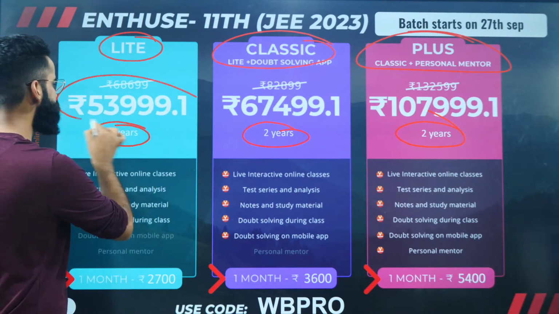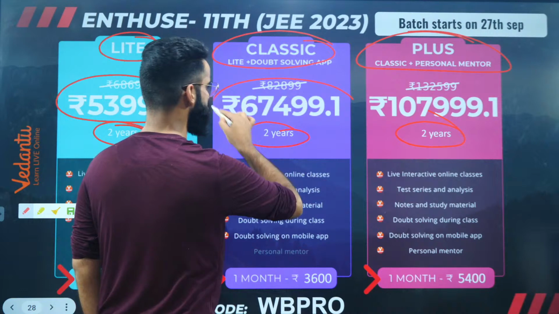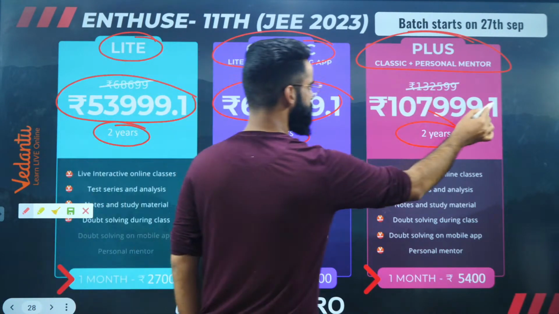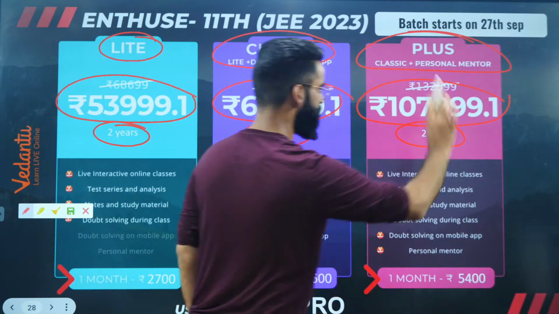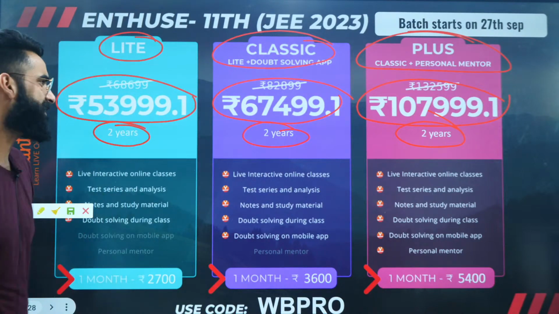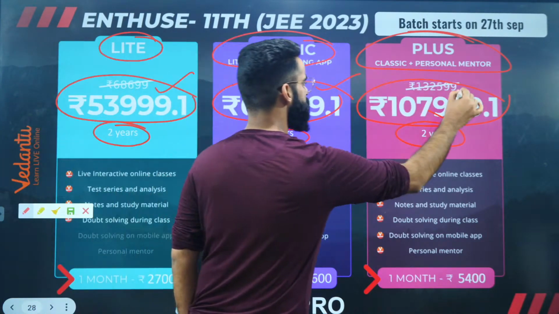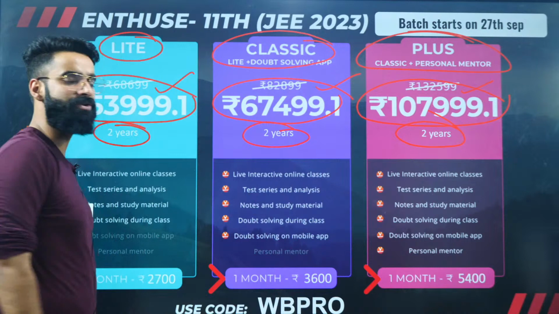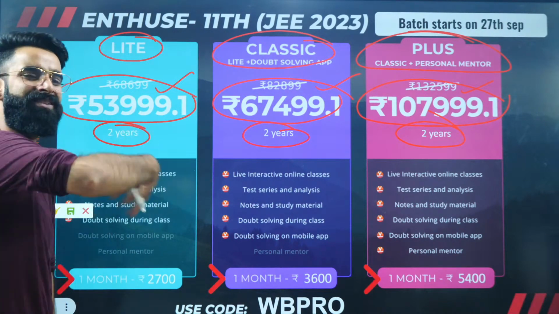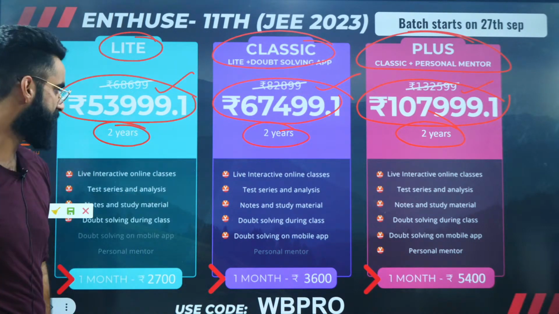Point number 2. This much is the course fee for the entire 2 years. This much is the course fee for this program for the 2 years. This much is the course fee for the plus program for the 2 years. No need to pay this much of amount in one go. You can pay this in EMI as well. You can pay monthly EMI. Vedantu has kept an option for that, right?